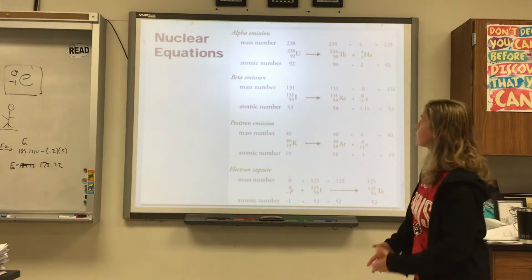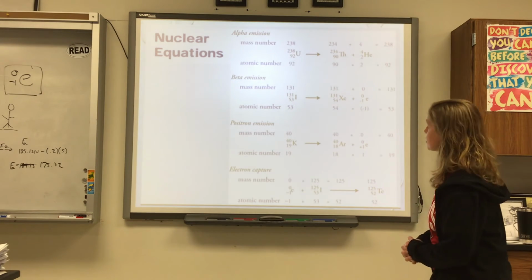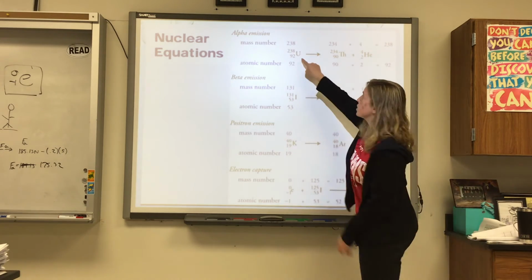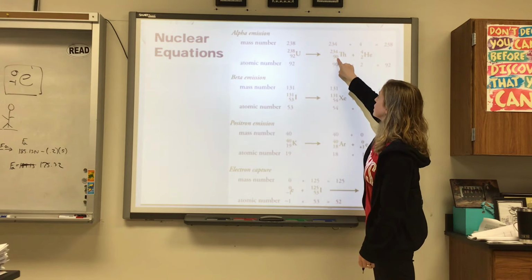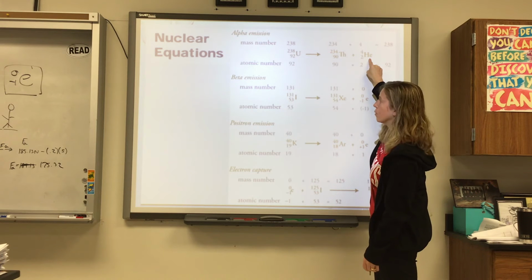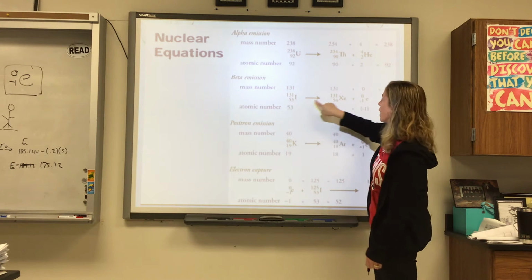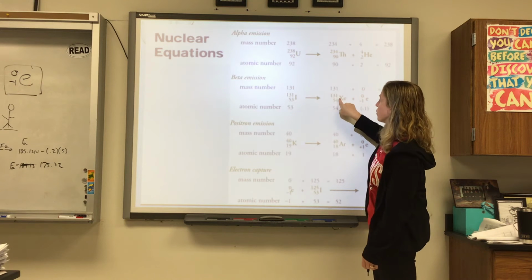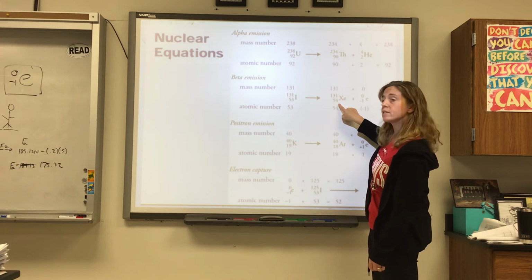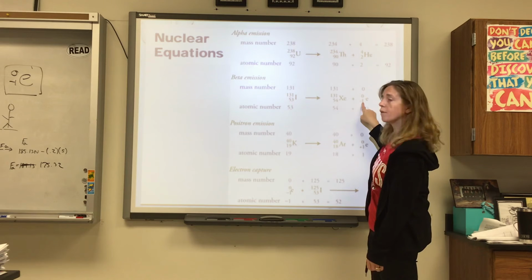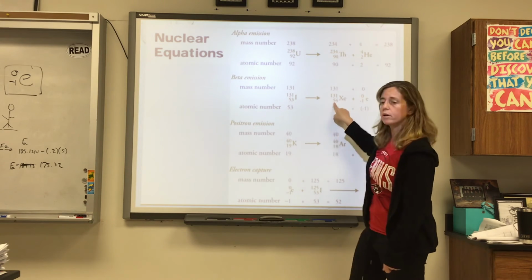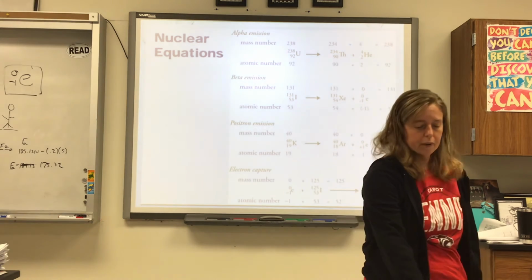So here are some more examples. In this particular situation, we have uranium-238, and it's going to produce thorium-234, and you have your alpha particle. In this beta emission, I have iodine-131, and I'm going to have xenon-131. The reason it's xenon is because when I subtract off that beta particle, it's going to add 1 to the atomic number. Okay?